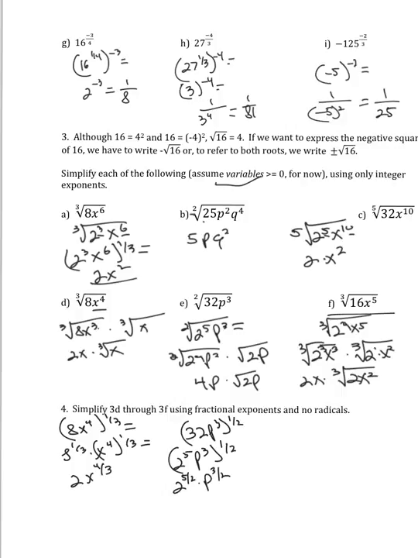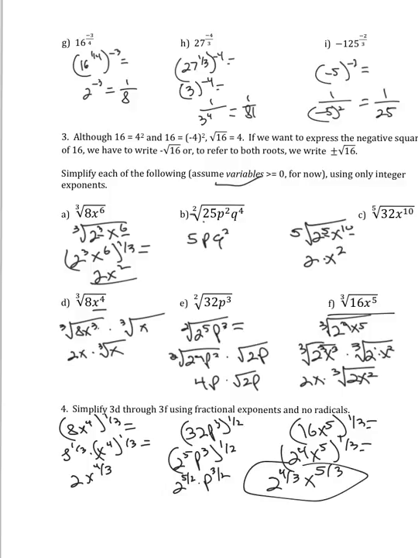And then finally we have 16 x to the 5th to the 1/3, and that's going to be equal to 2 to the 4th x to the 5th to the 1/3, which is equal to 2 to the 4/3 times x to the 5/3. There's other ways to write this, but these certainly work. We have just a number raised to a power times an unknown or variable raised to a power. Okay, all done.